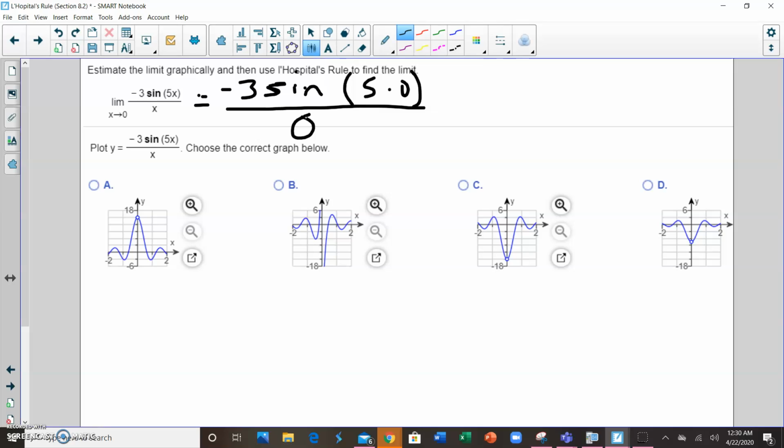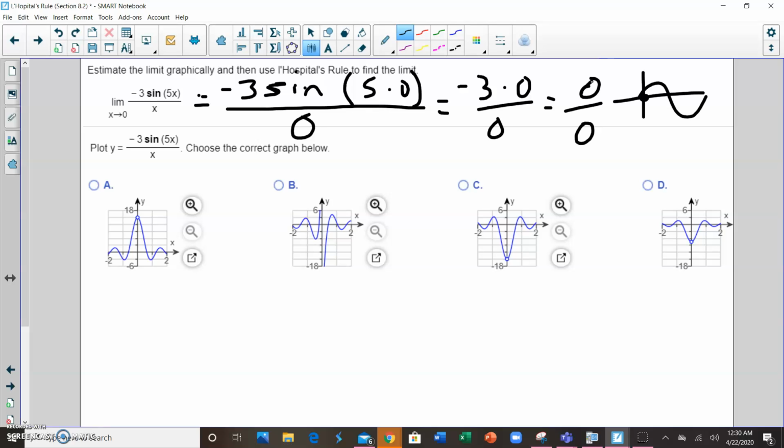Okay, so we're good with the bottom being 0. What is the top? Well, the sine of 0 is 0. If you remember, your sine curve looks like this. So the sine of 0 is 0. So that's negative 3 times 0 divided by 0. So we get 0 divided by 0. So we're good. We can use L'Hopital's rule. Now, all of these I picked, we're going to use L'Hopital's rule.